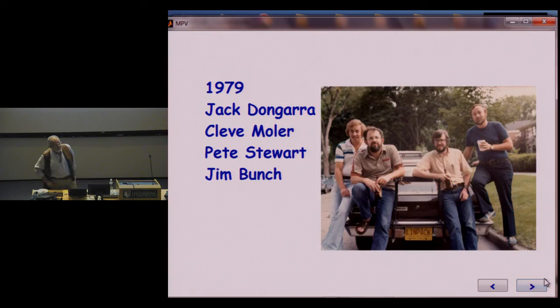Here are the authors of LINPACK: Jack Dongarra, who's now a professor at the University of Tennessee; me; Pete Stewart from the University of Maryland; and Jim Bunch from UC San Diego. This is Dongarra's car, and he had a LINPACK license plate at the time.